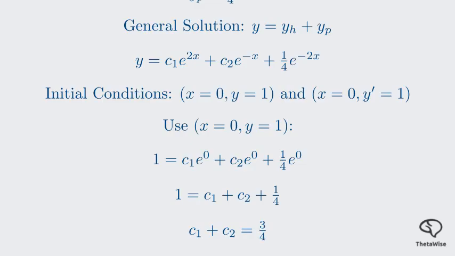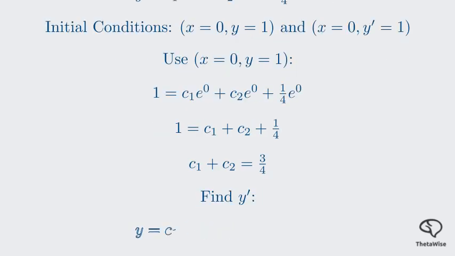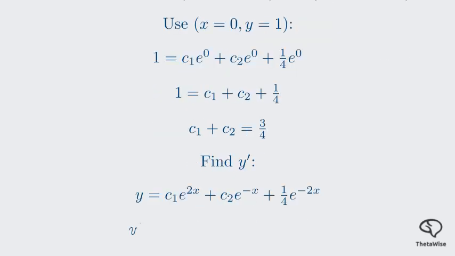For the second condition, we need the derivative of our general solution. Find y prime. y equals c1 e to the 2x plus c2 e to the negative x, plus 1/4 e to the negative 2x. y prime equals 2c1 e to the 2x, minus c2 e to the negative x, minus 1/2 e to the negative 2x.